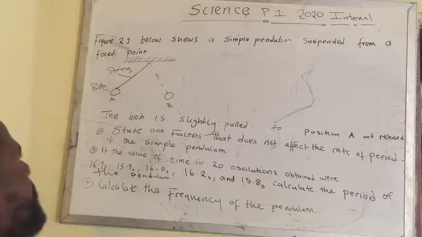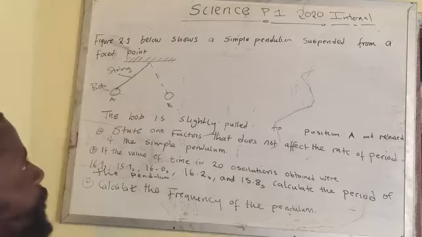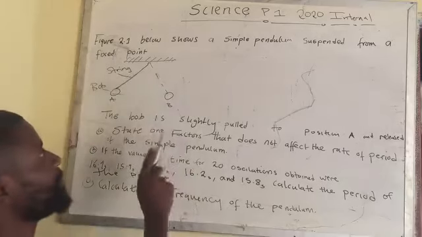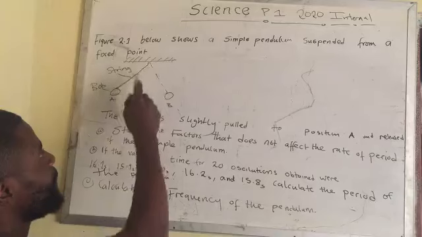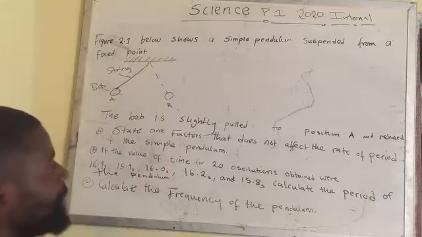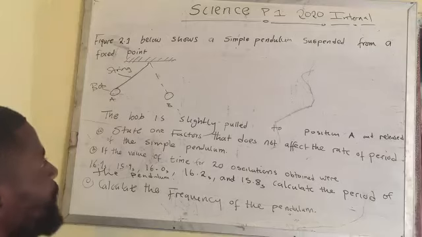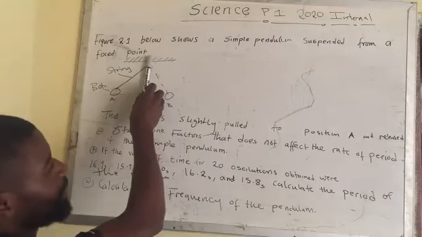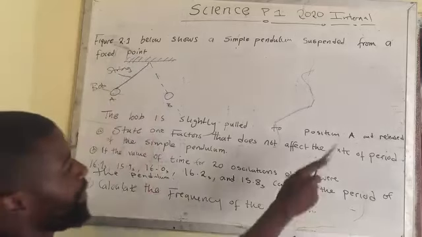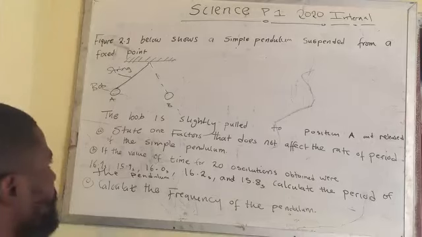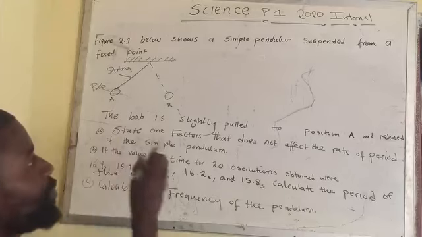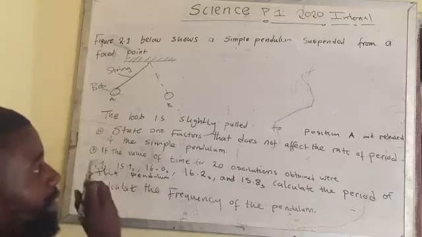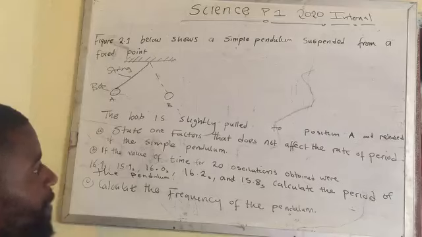Now the question states: figure 2.1 below shows a simple pendulum suspended from a fixed point. So this is the simple pendulum itself, this is the fixed position, and we have attached the string and the bob to it. The question says the bob is slightly pulled to position A. The moment you hang it, it will just be hanging here, then you pull it to this side and release it. The moment you release it, it will start oscillating, like we have mentioned. Then they say: state one factor that does not affect the period of the pendulum.